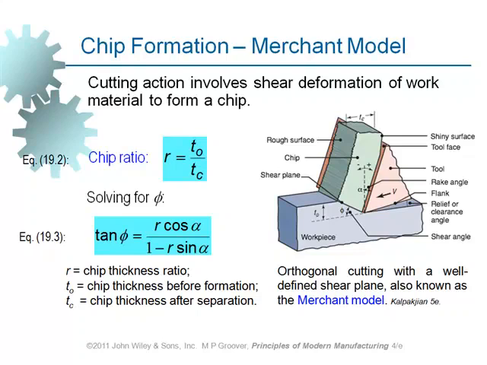TO, which is the original thickness or original depth of cut, is the depth of cut before the cut is taken. And when this material is removed, the thickness of the chip is represented by TC, which is different from TO. This is the cutting tool, and this is the top face of the cutting tool. The rake angle, which is the angle of the top face, could be anything, represented by alpha.